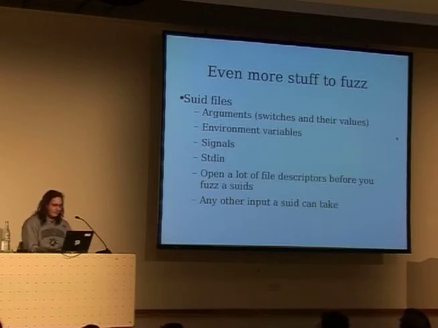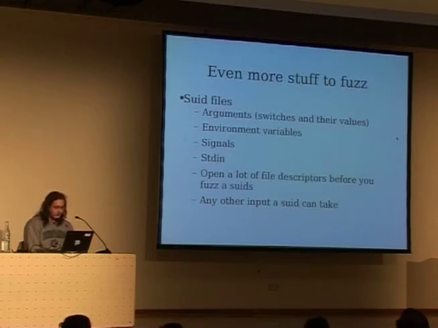On the BSDs, they fixed most of those. On Linux, they're pretty much not exploitable because of very strict rlimits. But on stuff like HP-UX and Solaris and a lot of other things, if you just open a lot of file descriptors and run SUID files, nine chances out of ten you'll get some very interesting bugs there. And you can fuzz those things. I've never seen anybody do it, but that would be really interesting. And pretty much any input a SUID file can take, and it's a lot of stuff, a lot of input.